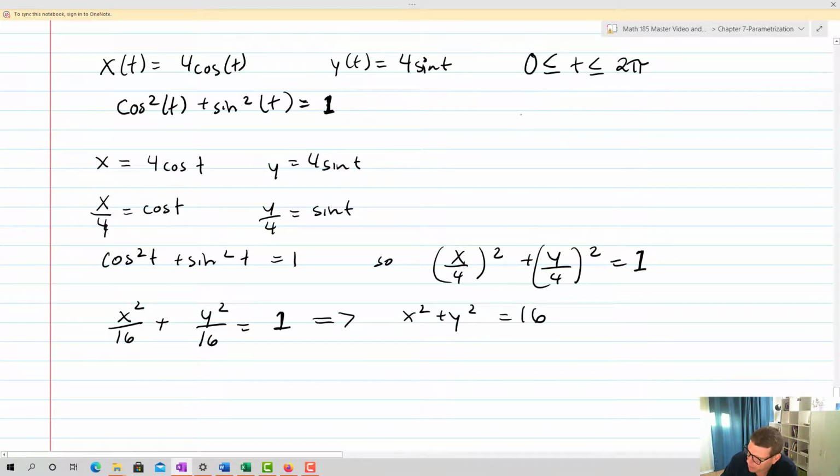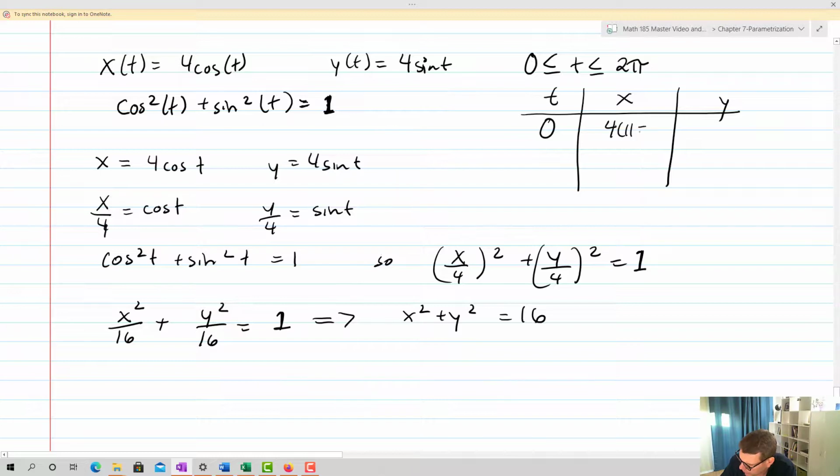So let's take, for example, the interval. We want t and our x and our y. So when t is 0, x is going to equal 4 times 1, which equals 4. And y is just going to end up equaling 0 because 4 times sine 0 is 0. When t is 2 pi, we're again going to get 4 times 1, so that's going to be 4, and we're also going to end up getting 0. So this curve, x squared plus y squared equals 16, is going to go from (4, 0) to (4, 0).